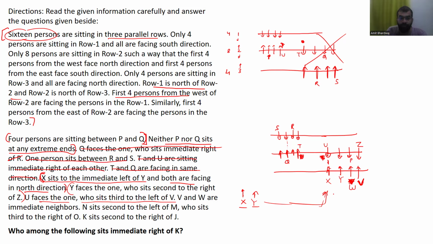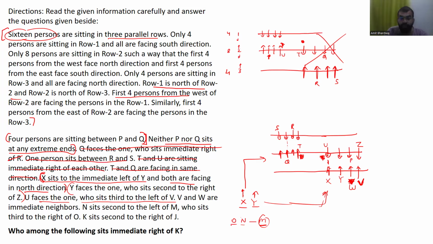Done. N sits second to the left of M. Various situations. This is also possible, this is also possible. N sits second to the left of M. Done? Done. M, who sits third to the right of O. Now it means this is only for the situation, this one, the row one. Why? Because N sits second to the left of M, about M, who sits third to the right of O.